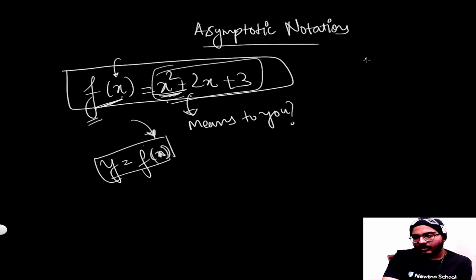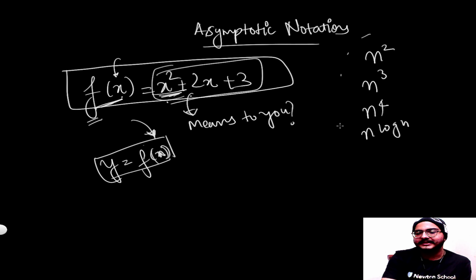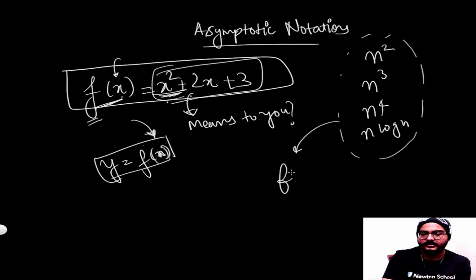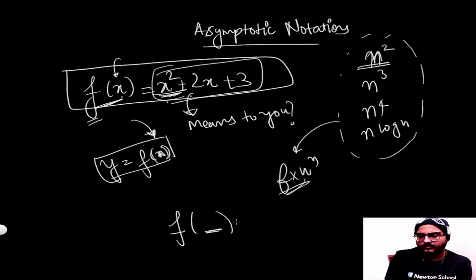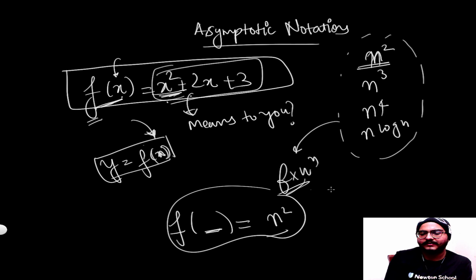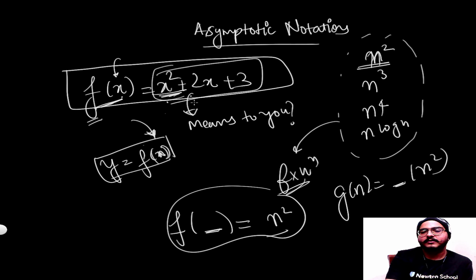Like we would be having order of growth as n square, order of growth as n cube, order of growth as n to the 4, order of growth as n log n. But how do we represent this? On paper we can say n square, but how do we exactly represent these complexities in terms of some function? Like I want to say that g of n is equal to some function of n square. I want to make a function which represents my asymptotic notations.